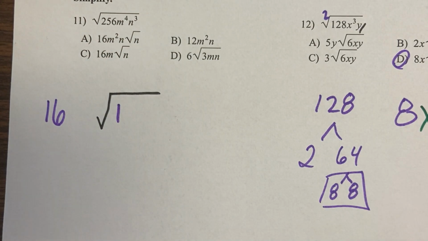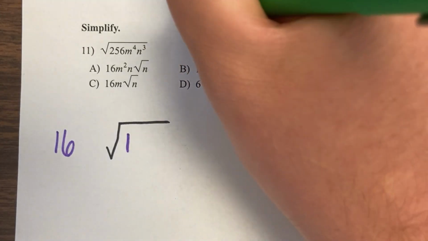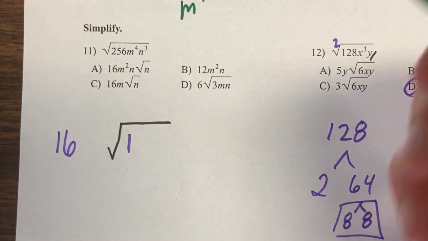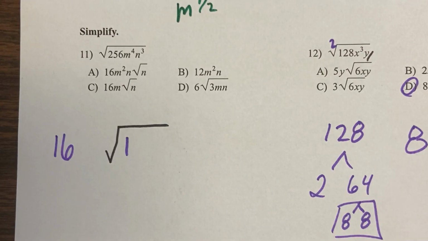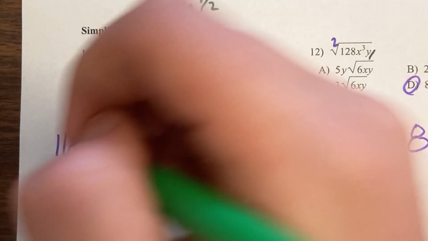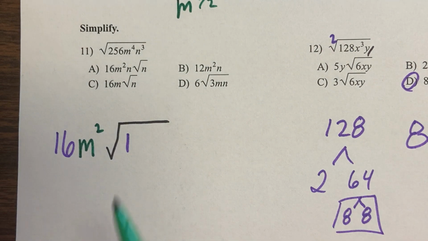Variables: we have m to the 4th. That's an even number. Remember, all we got to do with even is divide by 2, cut them in half. 4 divided by 2 is 2, so we have 2 pairs. So I'm going to pull out m squared. Nothing stays in. It was a perfect square.